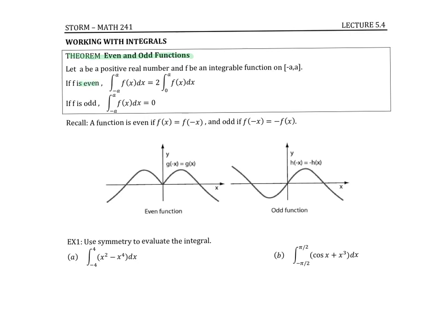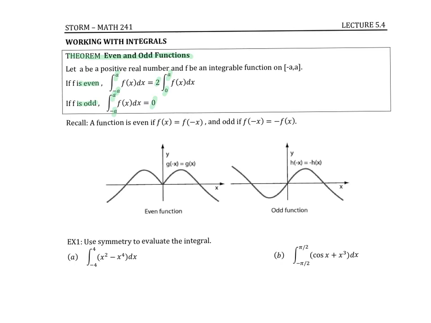If you have an even function and your limits of integration are opposite, so negative a to positive a, you could go ahead and just take 2 times the integral from 0 to a. It's always nice to have 0 as one of your limits of integration. If your function is odd and you're going from negative a to positive a, it's just 0.